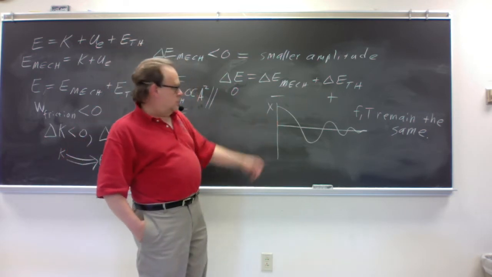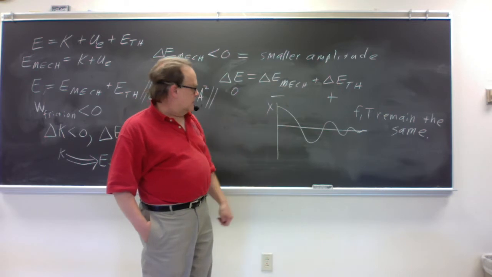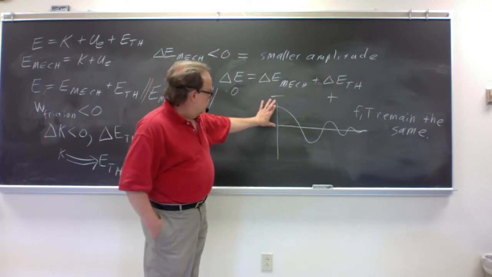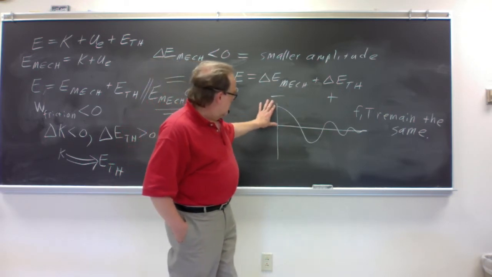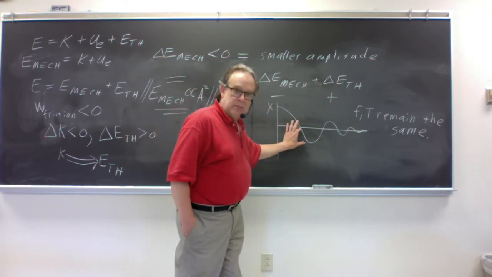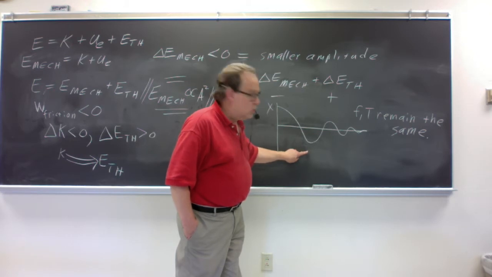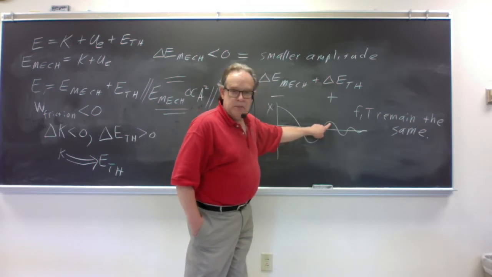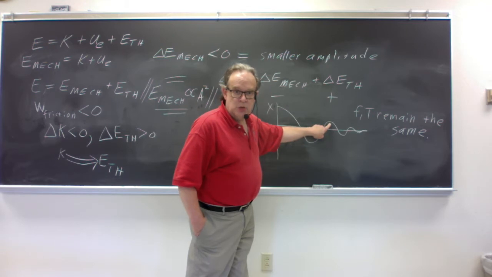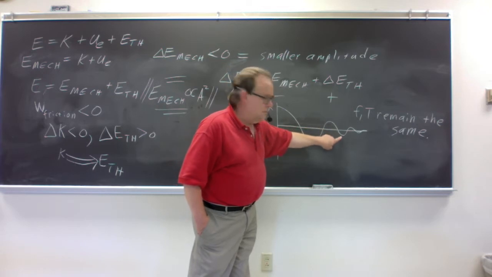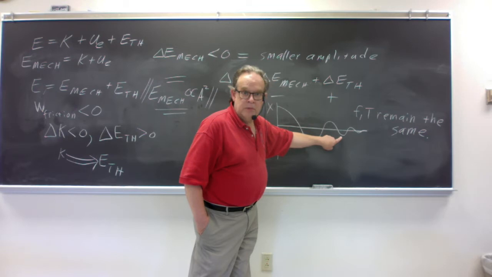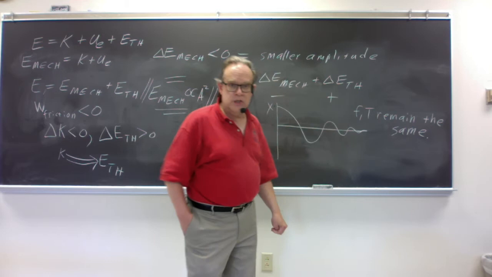So a graph of position versus time might look something like this. You've got one amplitude right when the oscillations start, and then the next time the mass is at its maximum distance away from equilibrium, its amplitude is smaller. And then the next time the mass is at maximum distance away from equilibrium, the amplitude is smaller still. And every time the mass comes to a point of maximum distance away from equilibrium, that maximum distance is smaller and smaller and smaller.